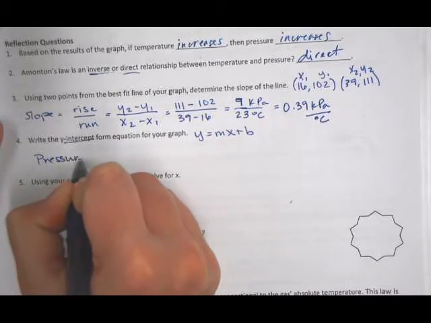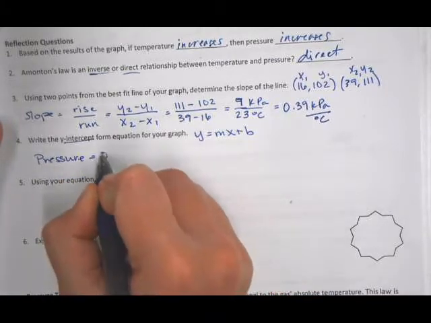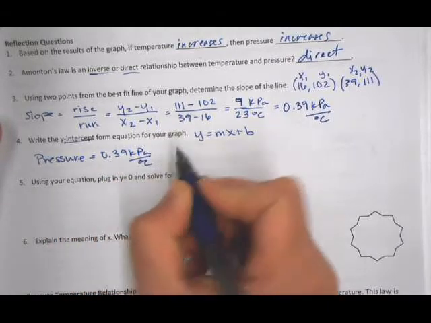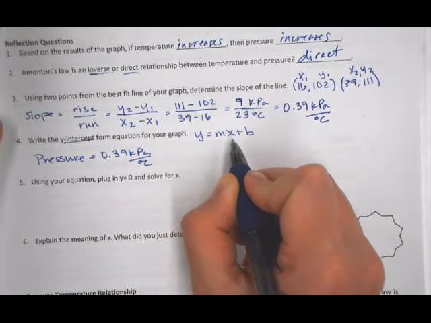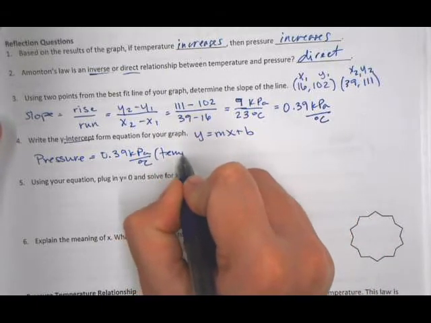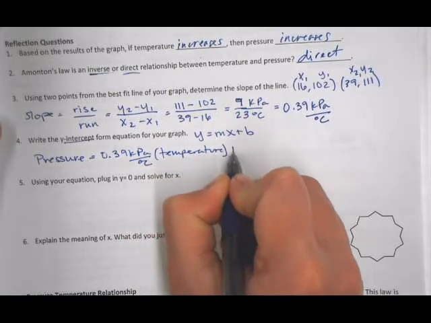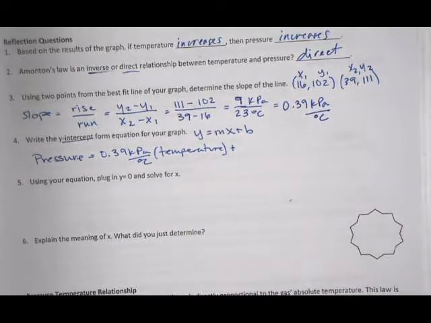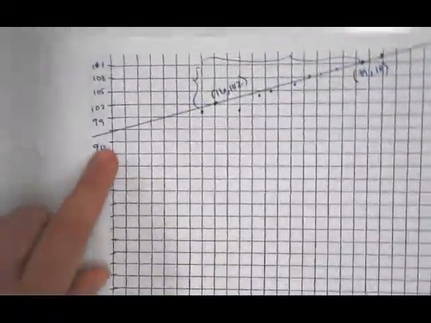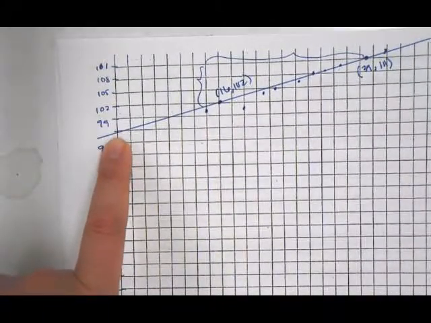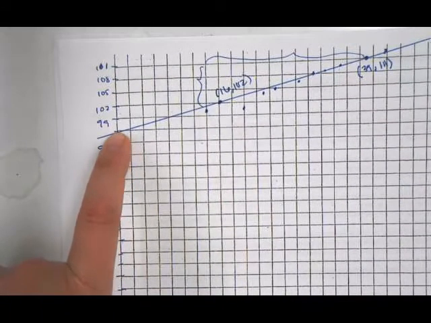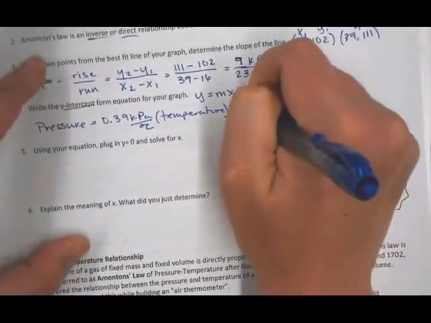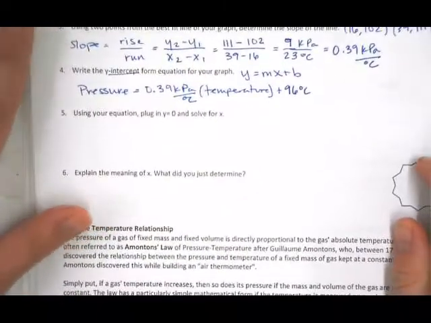So instead of y, I would say pressure is equal to a slope of 0.39 kilopascals for every degree Celsius times our x-axis. Our x-axis was temperature, okay, times temperature, plus b, which is your y-intercept, which we haven't found yet. We got to go find it. So that's why I made my graph go all the way across the line here. So where this intersects my y-axis, this is 90, oh, I skipped here to 96, let's say. 96 degrees Celsius, okay?